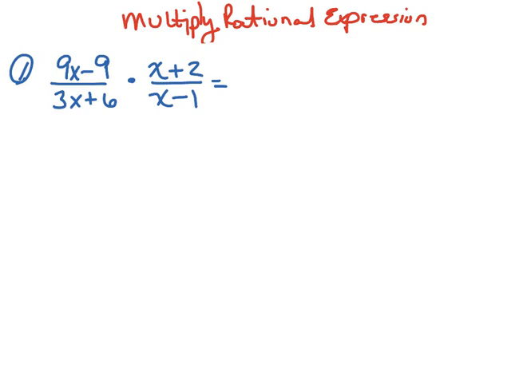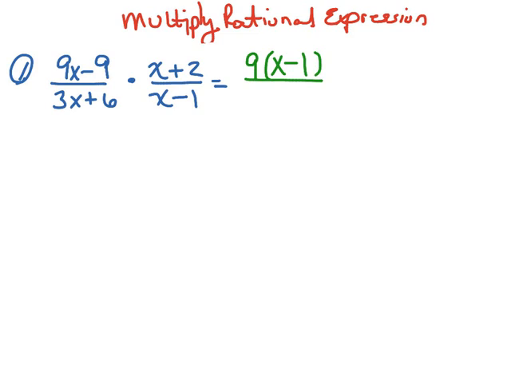Alright, we're going to take a look at some examples of multiplying rational expressions. First thing we're going to do is factor as much as we can. I'm going to start with the first rational expression, 9x minus 9 over 3x plus 6, and factor its numerator. First of all, notice there is a GCF there, the greatest common factor, which is 9. So when I multiply 9 times an x, I get the 9x. And when I multiply 9 times a negative 1, I get a negative 9. Therefore, the factors of my numerator are 9 times x minus 1.